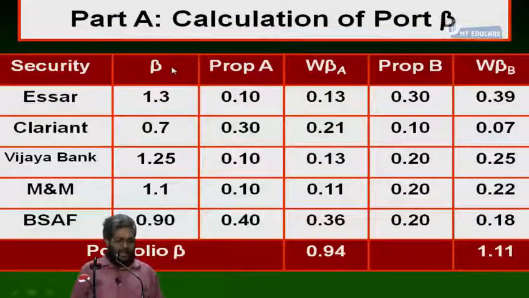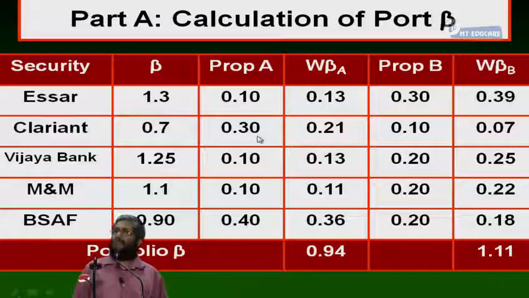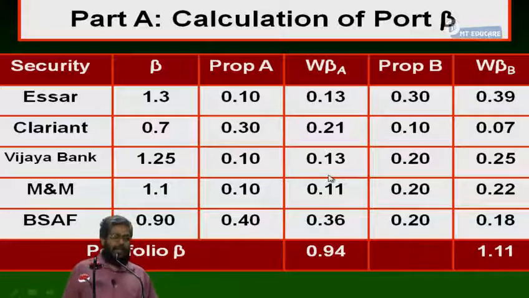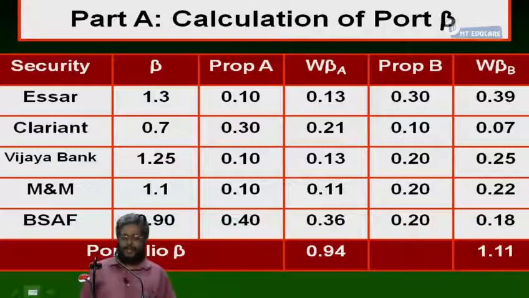Beta of portfolio A is equal to, everybody participate and write. What is the original beta? 0.94. Is this 0.13 continuing? No, minus 0.13. Is this 0.21 correct or wrong? Wrong, minus 0.21. It will be replaced with the new Clarion beta, so plus 0.28. How did I get 0.28? It is 0.4 into 0.7, in brackets. I hope everybody is understanding.